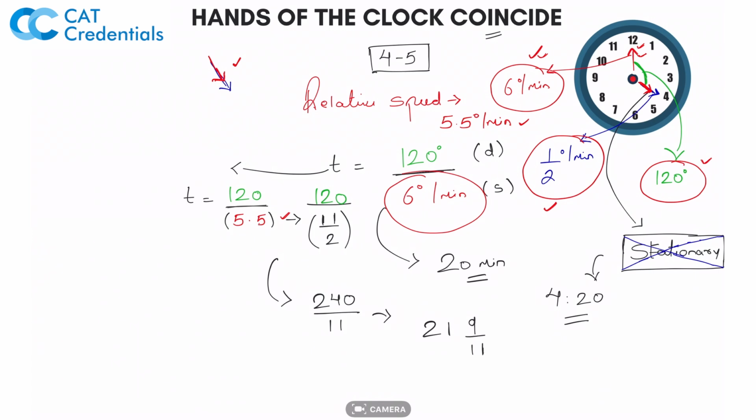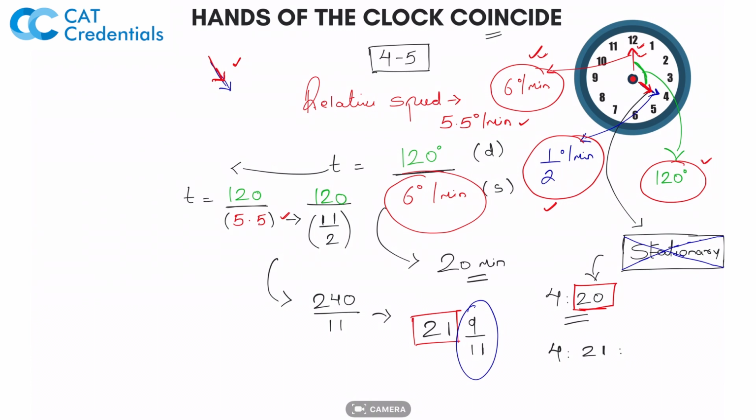So this is my 21 minutes. It is not 420. It is 4, then 21 minutes, and 9 by 11 of the 22nd minute. If it would have been 11 by 11, it would have been 1, which means the complete 22nd minute. So it is 9 by 11 part of the 22nd minute, not the complete 22nd minute.